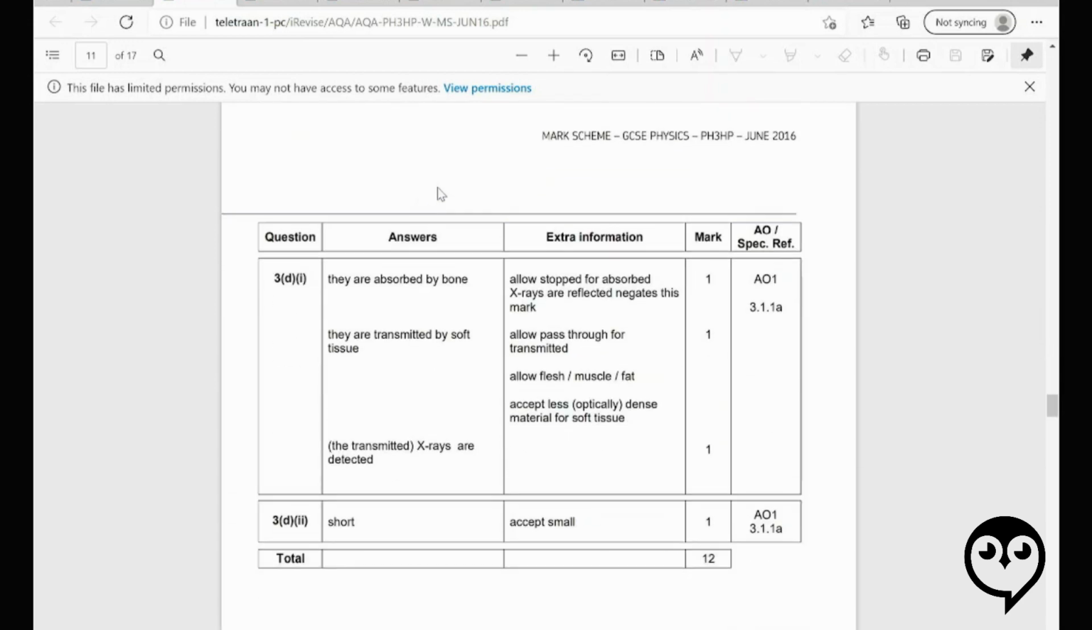Okay. How are the images formed for an X-ray? Well, the X-rays are absorbed by the bone. They're transmitted by soft tissue, and these transmitted bits are detected on that film, something like that.